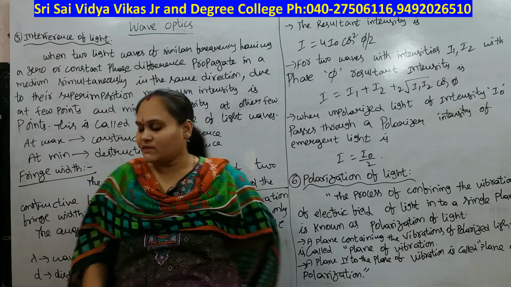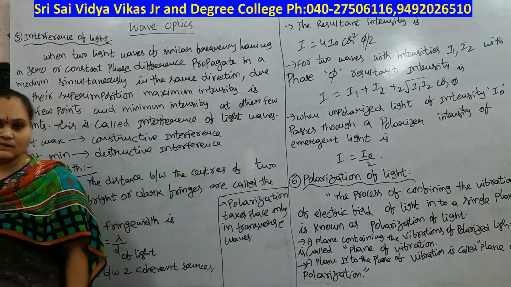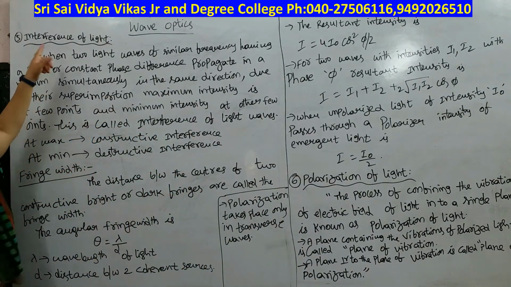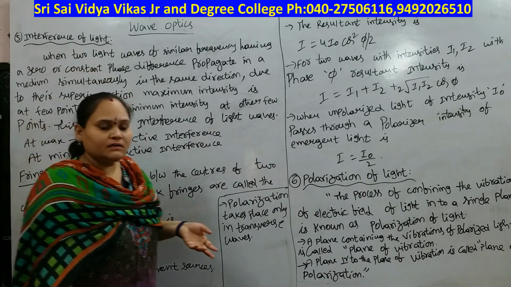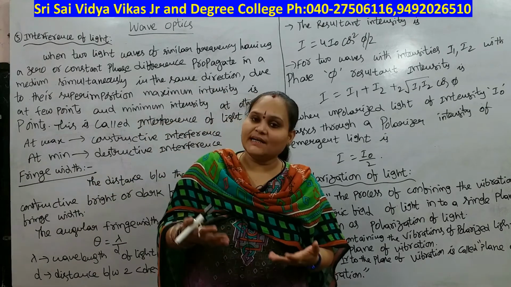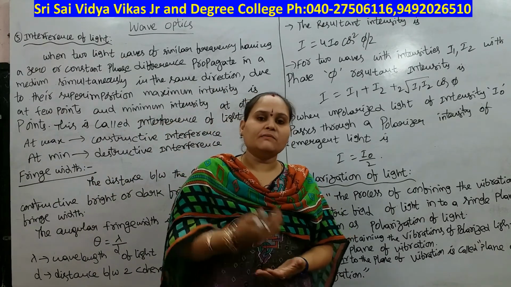Okay. So, once again I will repeat interference. Interference is nothing but when two light waves of similar frequency are traveling in a medium, they are superimposed on each other. We will get a maximum intensity at some points and a minimum intensity at some points.